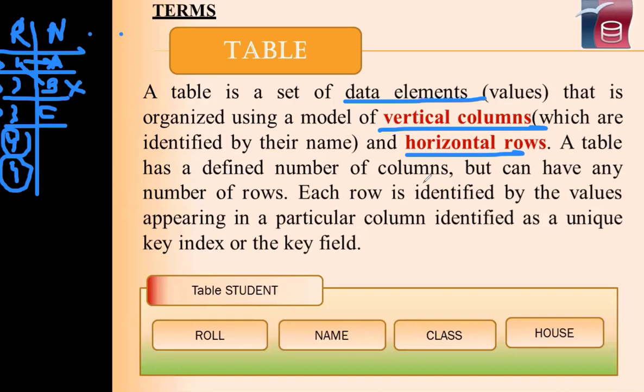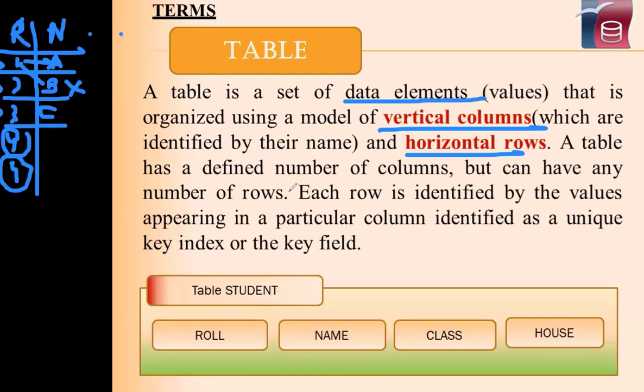So how many fields do you have? How many columns do you have? I have got book number, author, title, and price. So there are 4 columns in this particular table. But it can have any number of rows. So a table has a defined number of columns, but can have any number of rows.